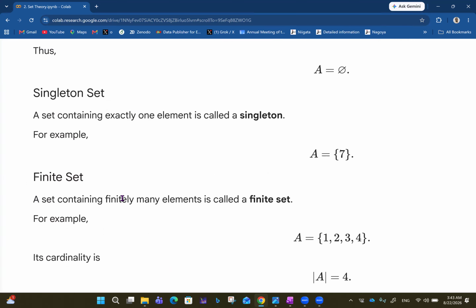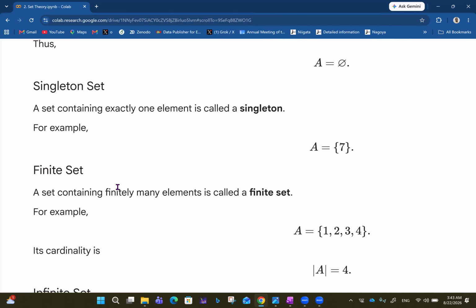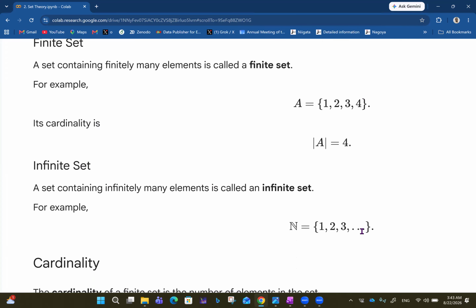Then finite set now. A finite set is a set containing finitely many elements. No matter how many it is, you can list all the elements. So, A is 1, 2, 3, 4. So its cardinality is 4. This symbol, like the absolute value sign we are used to, is like the magnitude or the number of elements in this set, which is 4. So you have 4 elements here, without repetition, by the way.